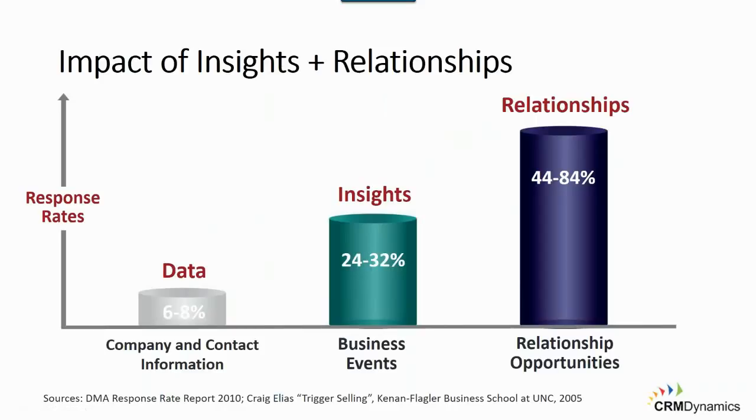Impact of insights and relationships. Why is it so important to get a single view of the customer? Right now, if you just have data, you might be getting response rates and closure rates of 6 to 8%. If you have insights, meaning you do some analysis of your clients, your members and prospects, and then you target them with the right message, now you start getting success of 24 to 32%. And if you build relationships, then your percentages go way up. Relationships means your members and prospects see that you're adding value, and they see you as a thought leader. So that's where the single view in the CRM system can help.